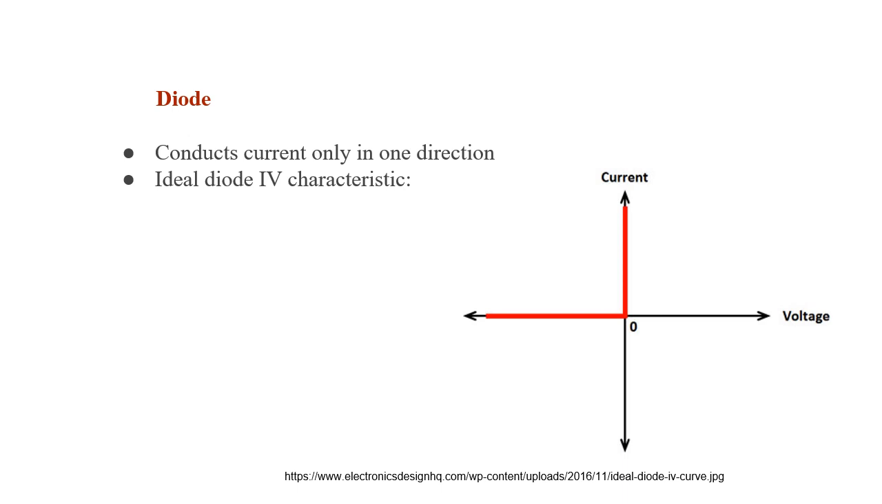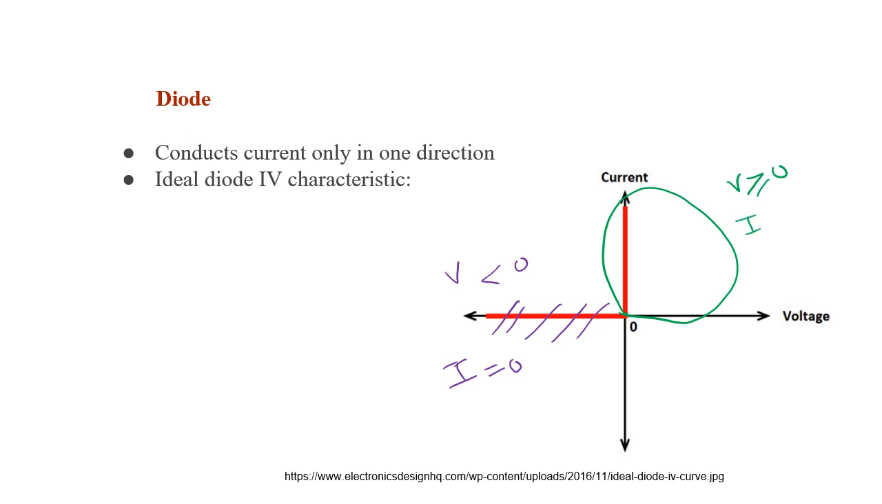So for example, if the voltage across the diode is less than 0, which is this part, then that means there is 0 current flowing through the diode. Here on the right hand side, the voltage across the diode is greater than or equal to 0. That's why there is current flowing through it, and the current will depend on the rest of the circuit.